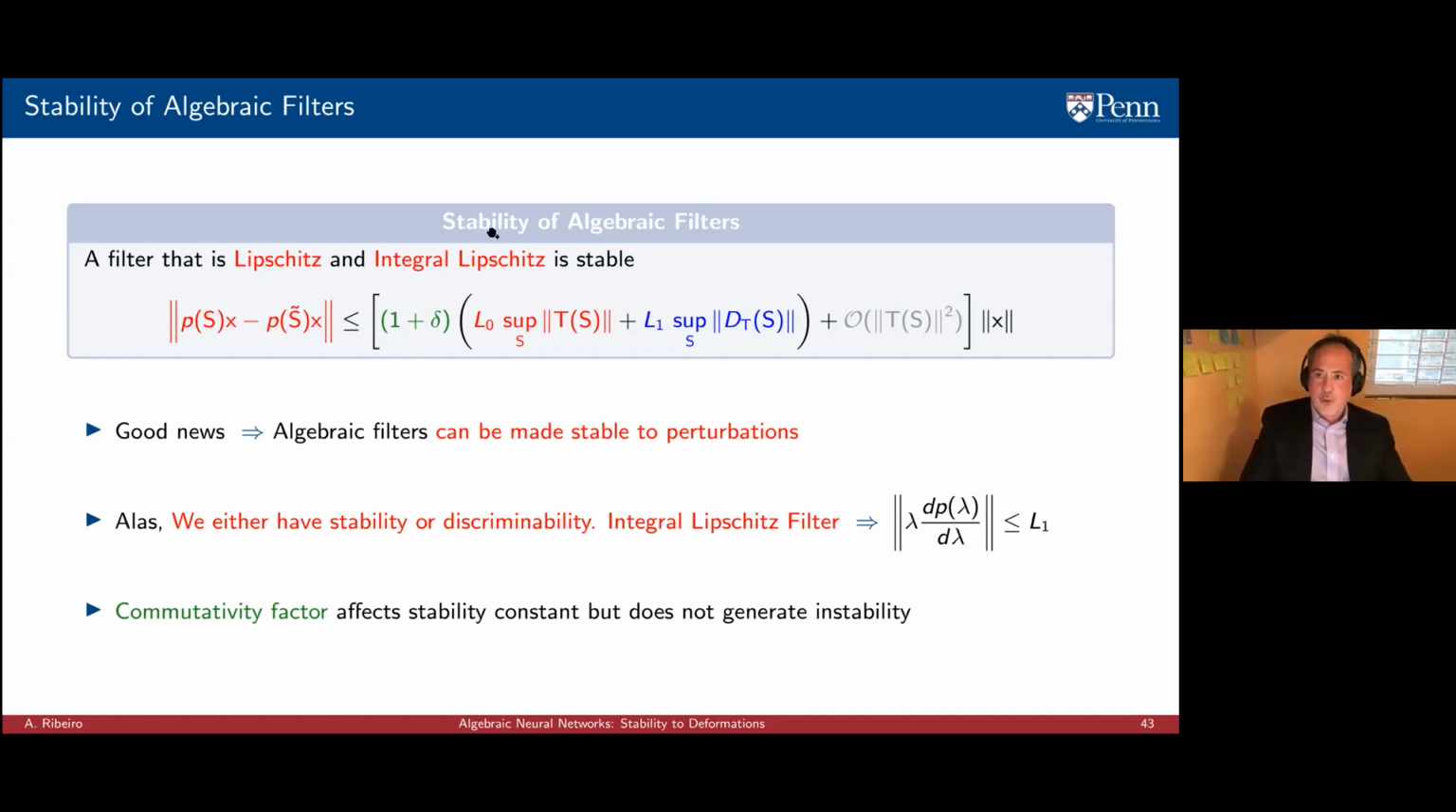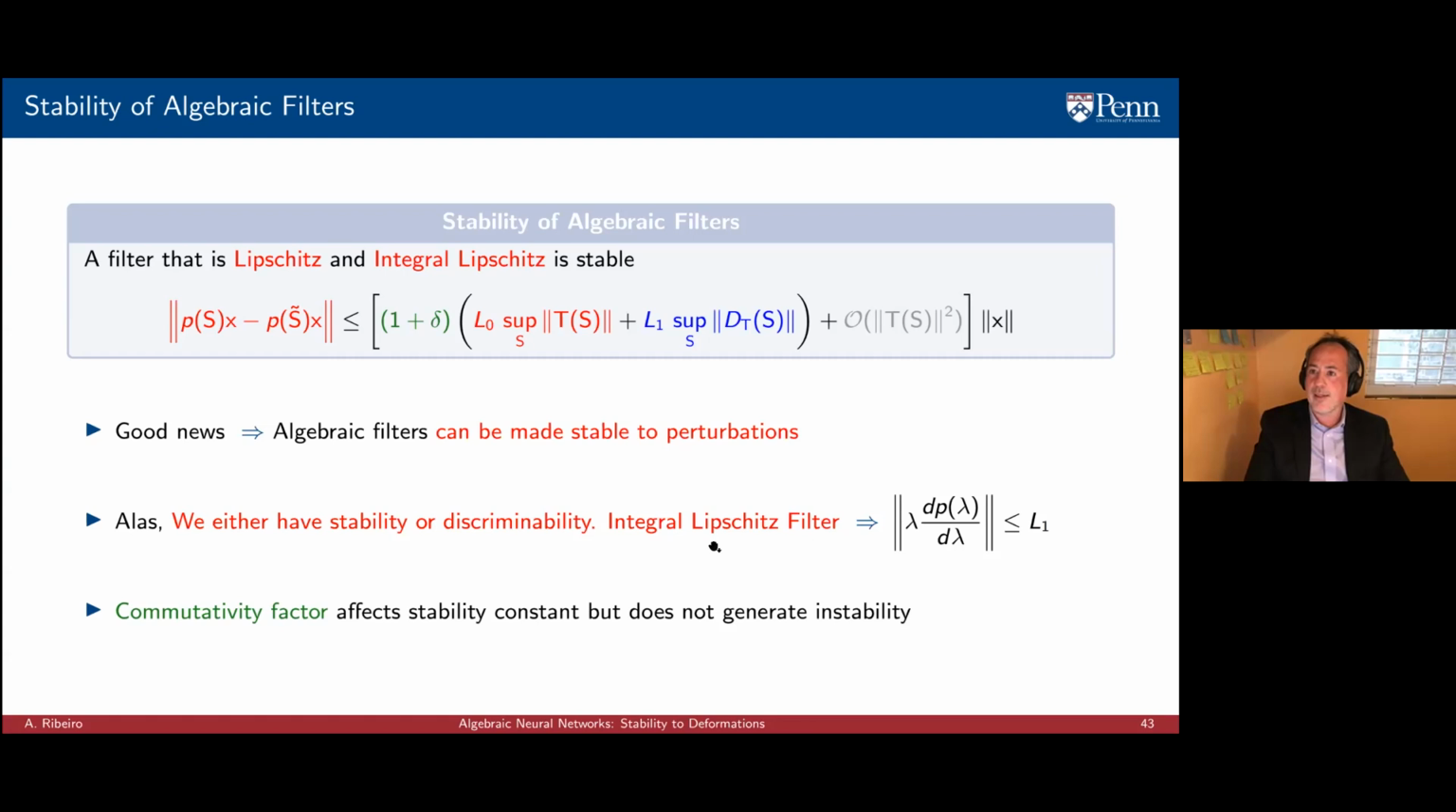There's a couple of things that I want to point out. The first one here is we have this commutativity factor, which defines how far from commuting with each other the perturbation and the shift operator are. This commutativity constant is bounded, and it affects the stability constant, but it doesn't generate instability. So that's important to point out. The other important observation is this one.